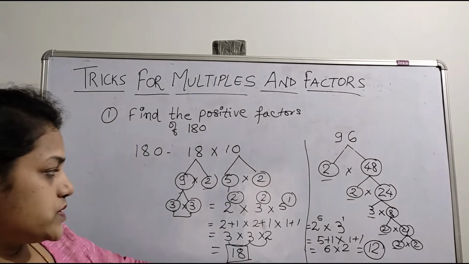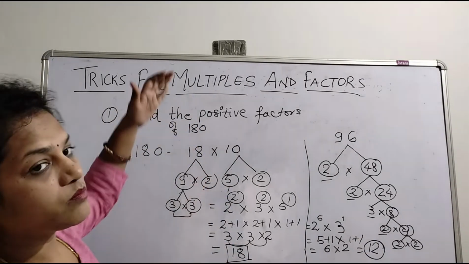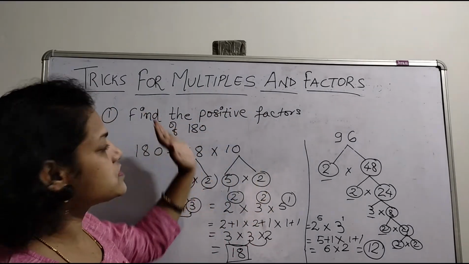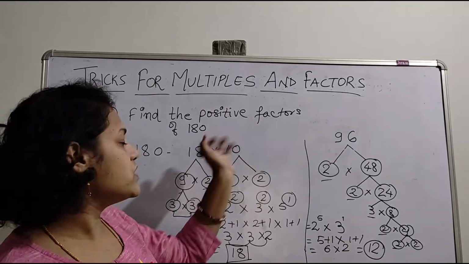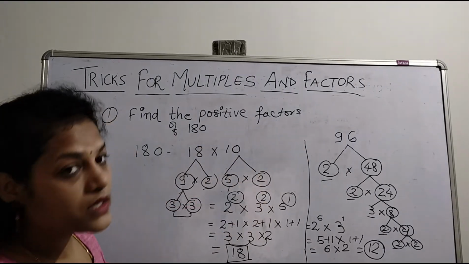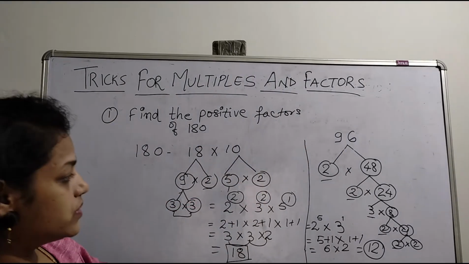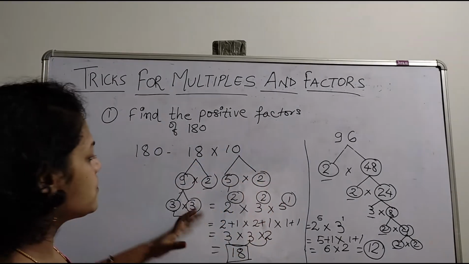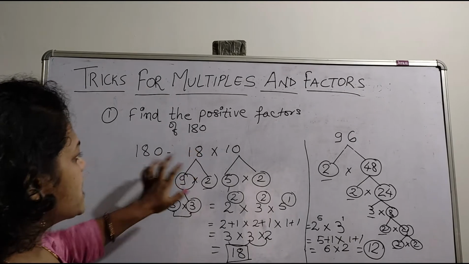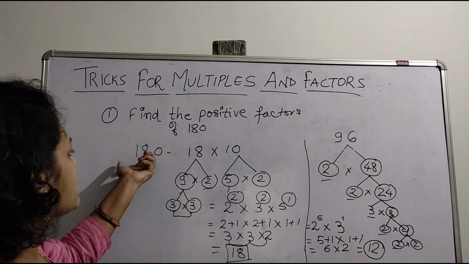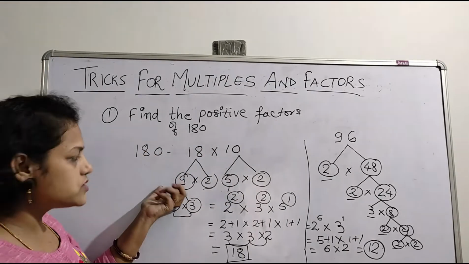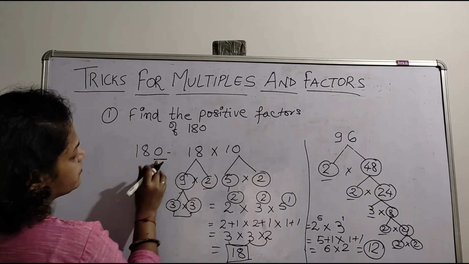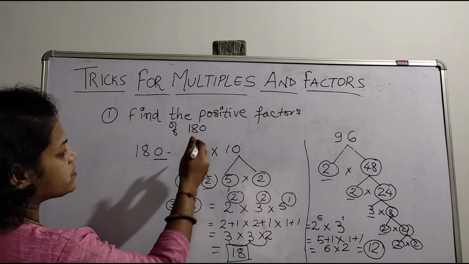Friends, what I mean to say is that instead of doing that long method, listing the factors of 180 as 1 into 2 into and so on, which is very lengthy, this is a simple trick. With this, you can find the factors of a big number also. Here I split 180 into 18 and 10, though you can also use the tree method, but here it will be easy. Whenever you get any number with 0, you can split like this.